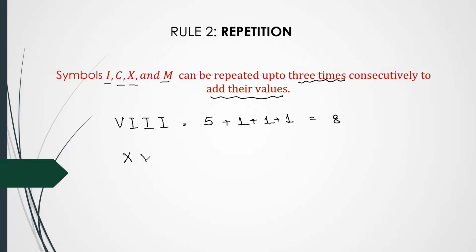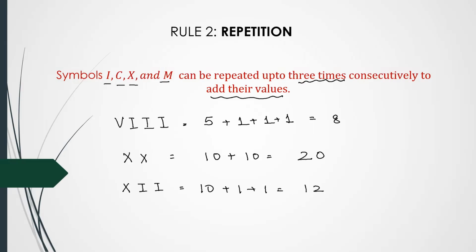If we have X and X, here X is repeating 2 times. Maximum they can repeat 3 times. So here again we add these values and we get 20. Let us take one more example. Say if I have X, I, and I. X stands for 10. I is repeating 2 times. So 1 plus 1 and the answer becomes 12. So the symbols I, C, X, and M can repeat 3 times, maximum 3 times, and we also add their values. Now let us move on to the next rule.